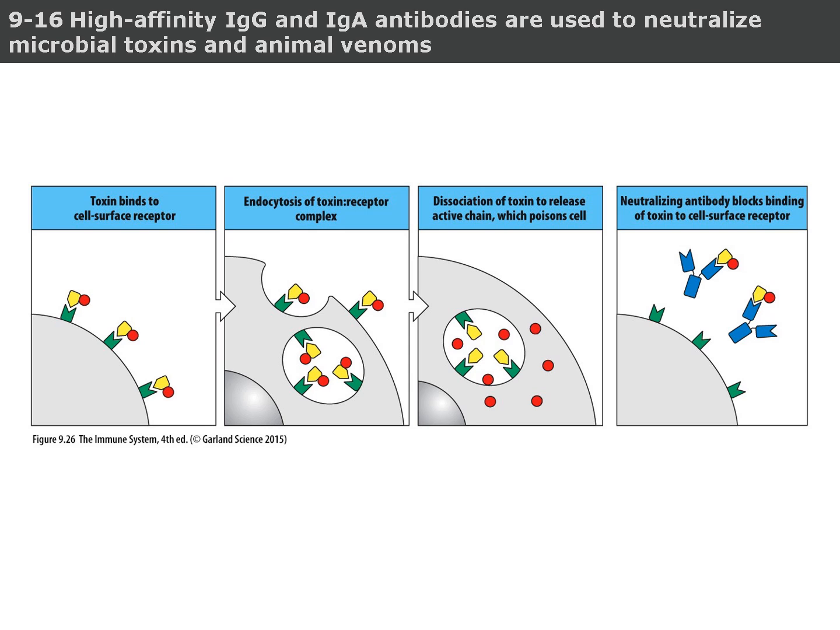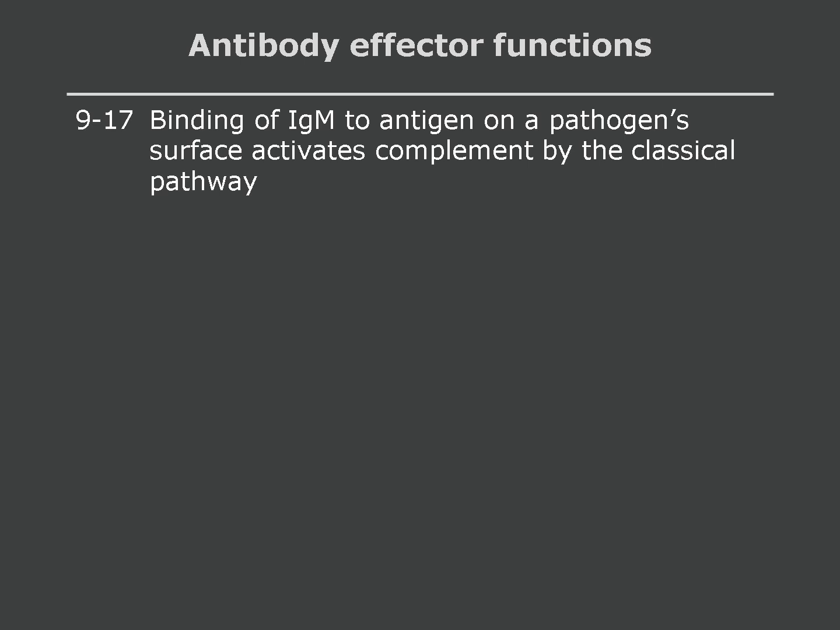By preventing initial binding, the entire toxic pathway is stopped before it starts, making IgE and IgA antibodies powerful defenders against microbial toxins and venoms. Binding of IgM to antigen on a pathogen surface activates complement by the classical pathway.